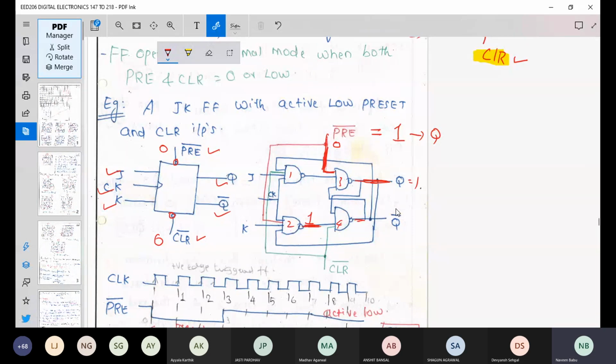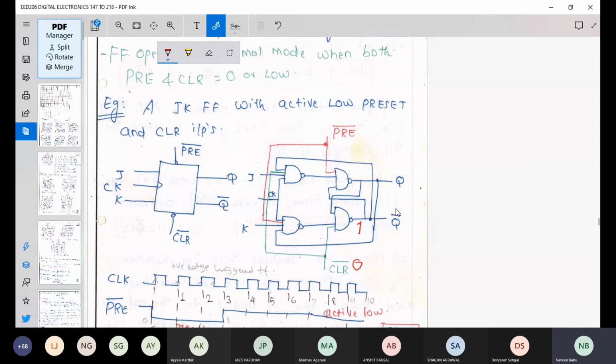Now what will happen if I give a 0 input here? If I give a 0 input here, I am forcing this fourth NAND gate to be 1. If this is 1, Q bar and Q are complements of each other, so I'm forcing my Q to 0. This is how I'm clearing it. But at the same time, I'm making sure that this output is 1 so that this Q output is not affected by this input here. So this is the logic behind it.